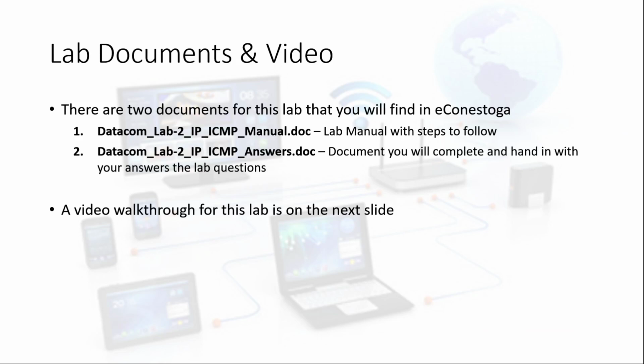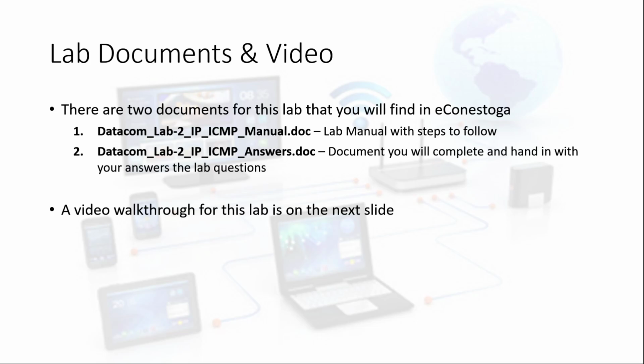What do you need for this lab? First, go on eConestoga and download the two lab documents. There is also a PowerPoint presentation, which will have this video. You probably already did that. The manual.doc is the manual with all the steps we're going to follow in the lab. It has questions, and their location in the manual will tell you what to do. But you're actually going to answer the questions in the answers.doc file, because we don't need the whole manual when you submit your responses. The next slide is this video walkthrough.